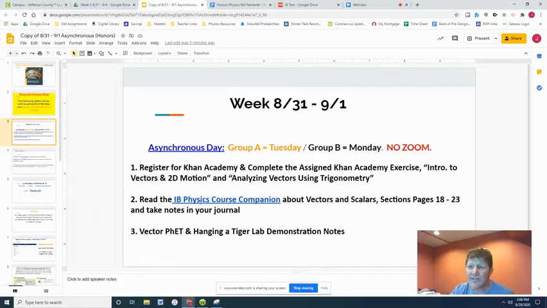Second, you're going to do an assignment in the IB course companion on vectors and scalars. It's on pages 18 to 23. You're going to need to take some notes in your journal and then use those for later on. And the last thing you're going to do is this interactive PhET, which you will use to help you answer this hanging tiger problem. Mr. Gray has done a great job of doing a demonstration lab of a tiger hanging from 2 different strings, and you're going to use vector addition to determine the weight of the tiger.